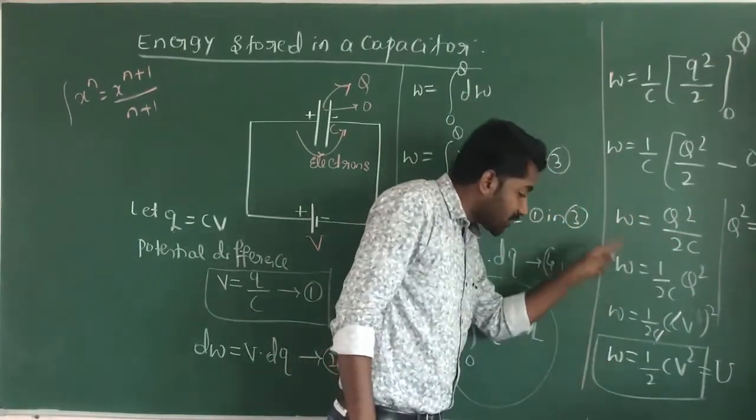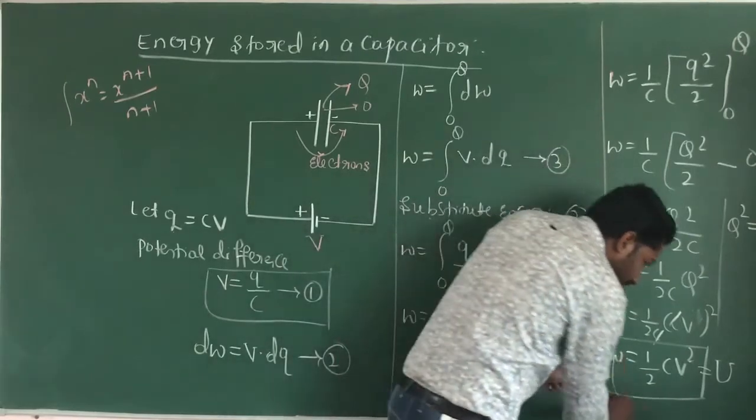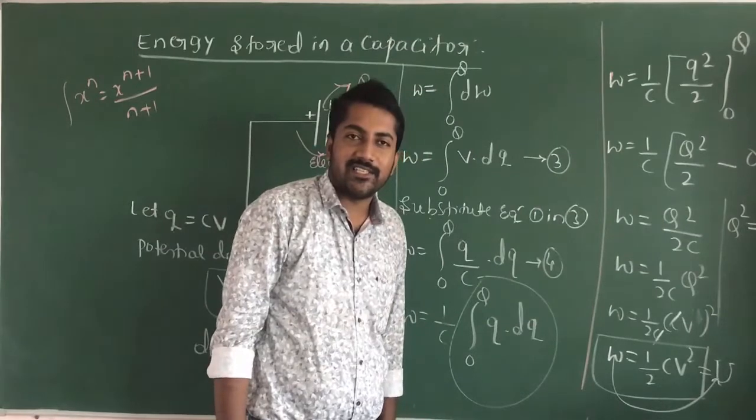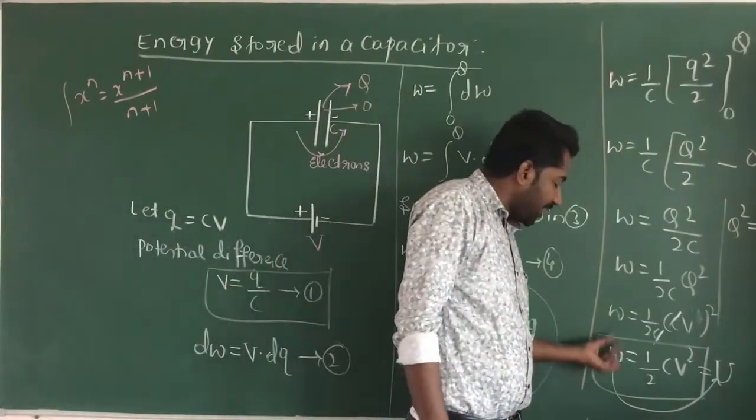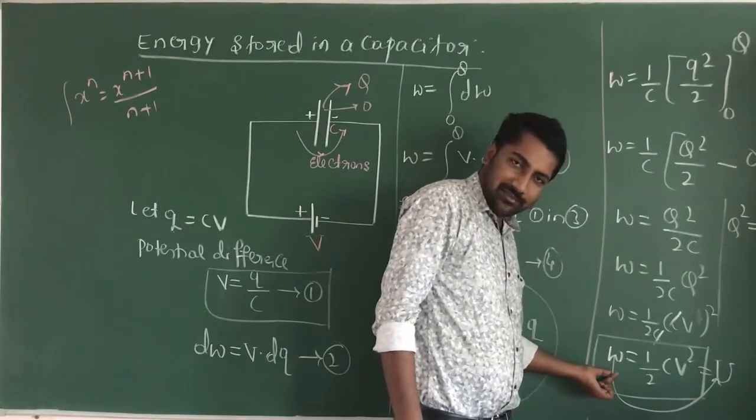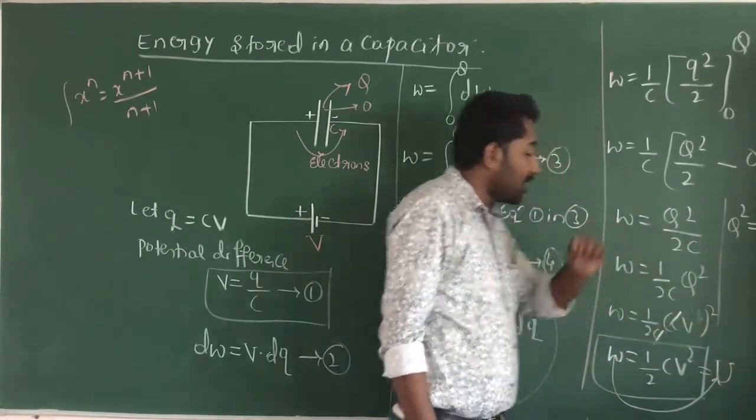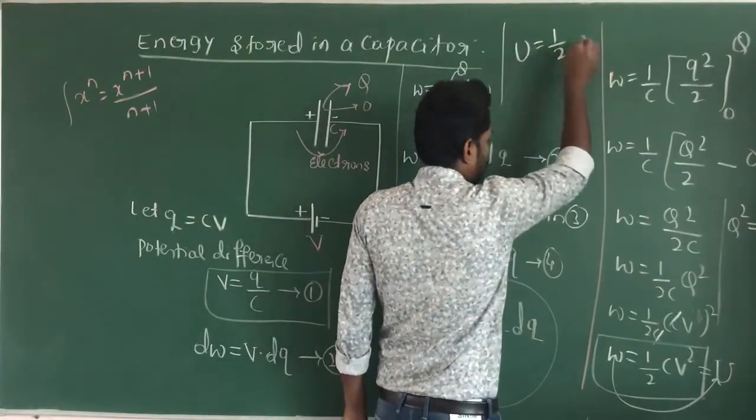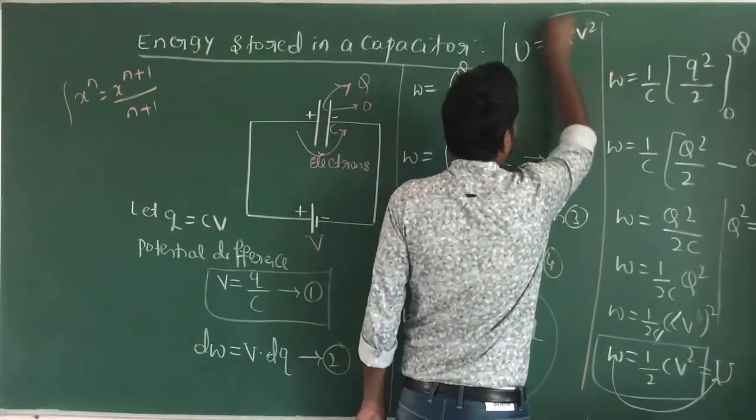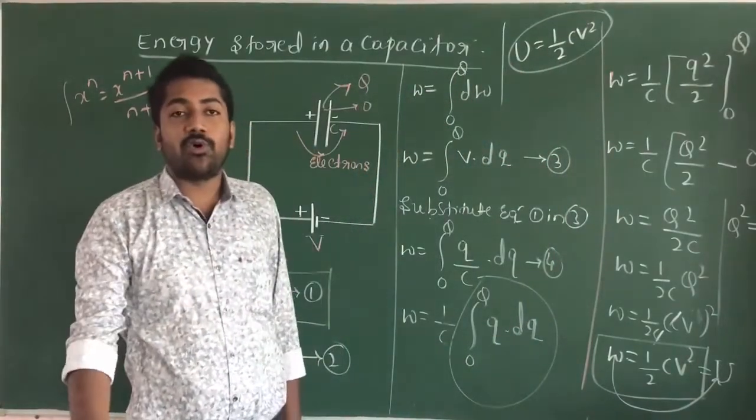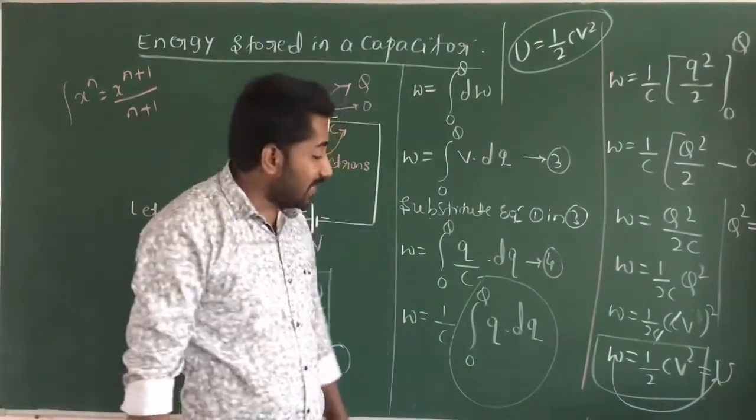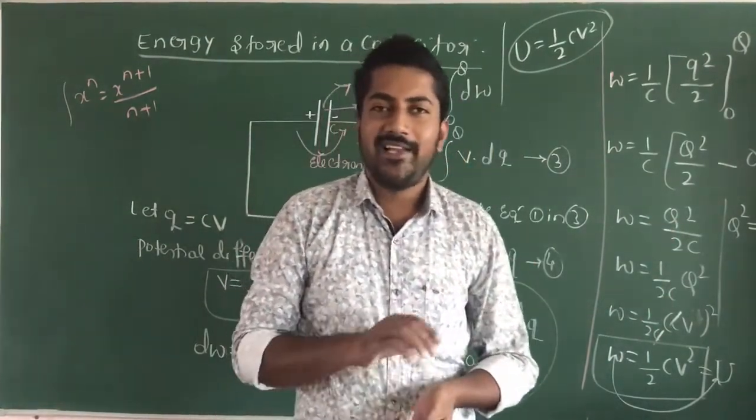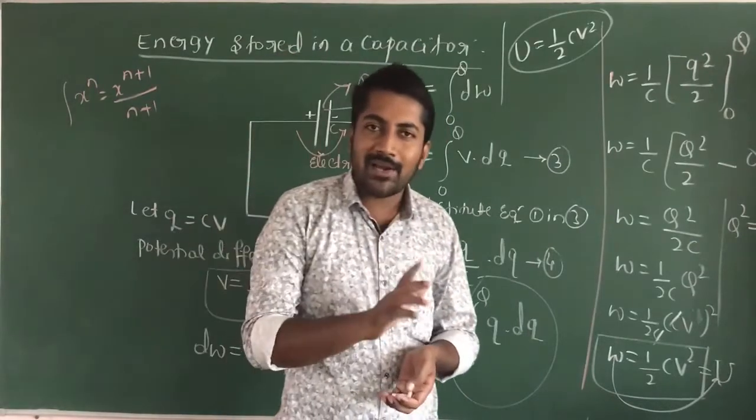This work done is stored in a capacitor in the form of electrostatic potential energy. Finally, we get the answer: U is equal to 1 by 2 into CV square, which is the expression for energy stored in a capacitor. Here the energy stored in a capacitor is in the form of electrostatic potential energy. It is a very simple concept.